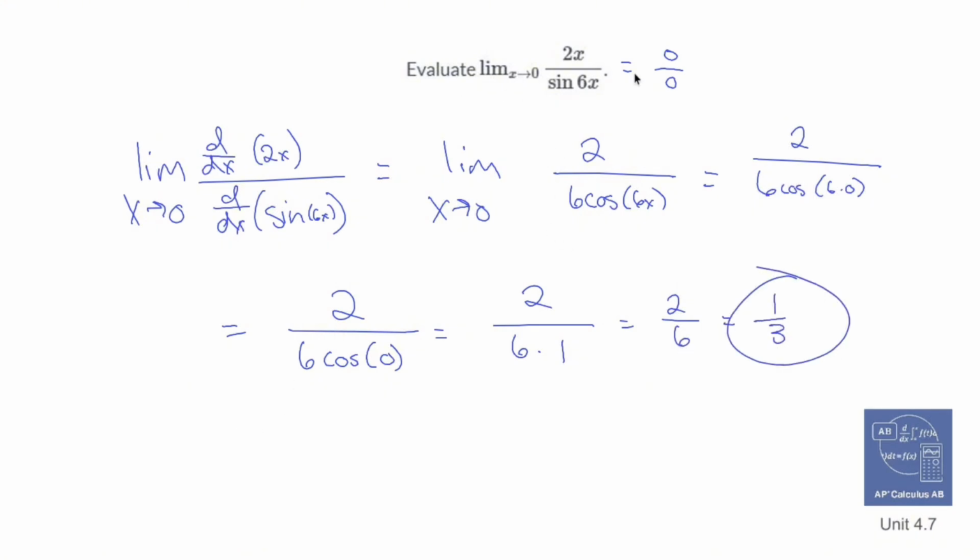Okay, so L'Hopital's rule is used if you get an indeterminate form, which is 0 over 0 or infinity over infinity. Take the derivative of the numerator, take the derivative of the denominator, try it again, see if you get a number. We did. Everybody's happy.